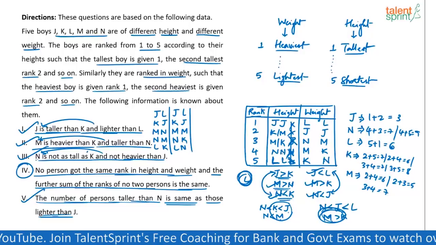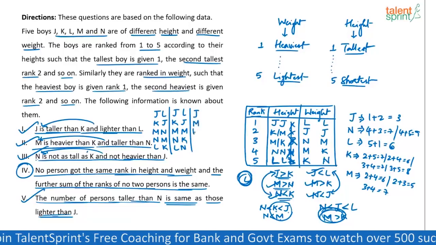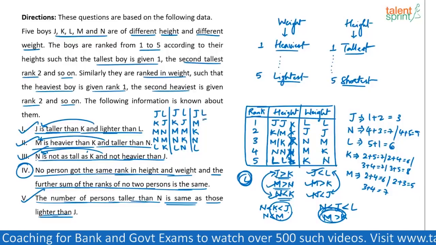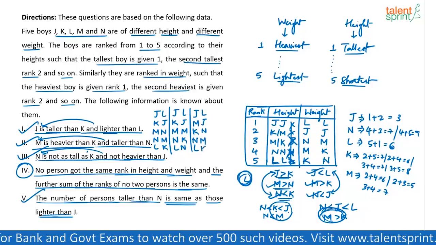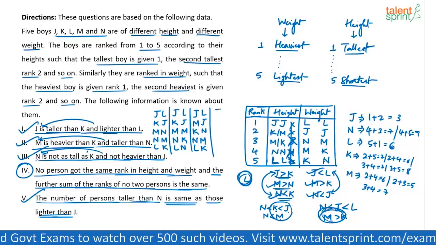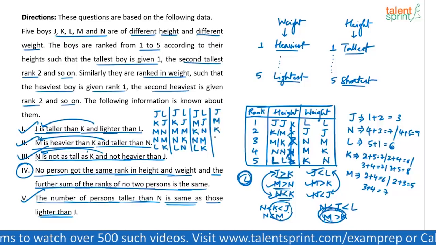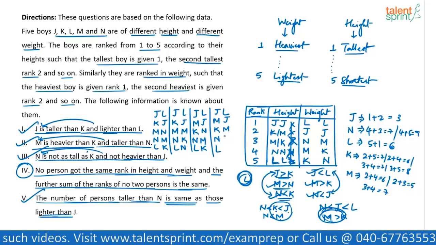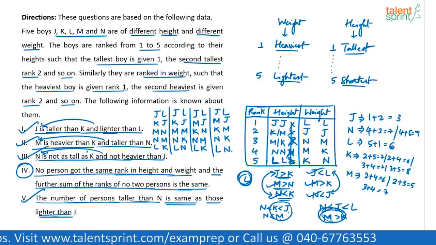You understand? So J, M, K, N, L. J, M, K, N, L. L, J, N, M, K. L, J, N, M, K. And the last one is J, M, K, N, L. L, J, M, K, N.